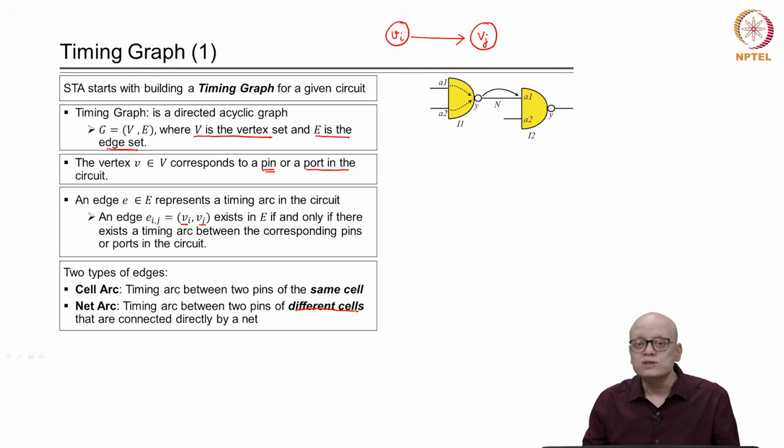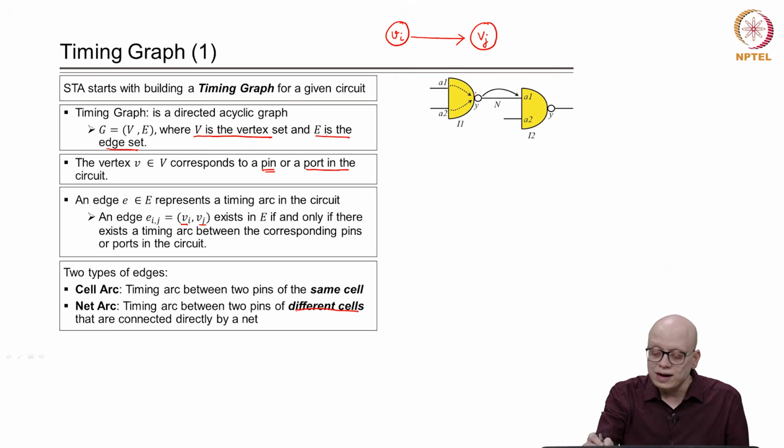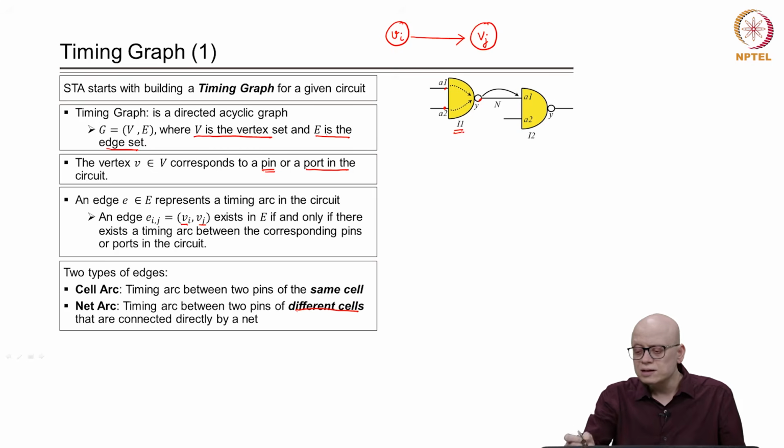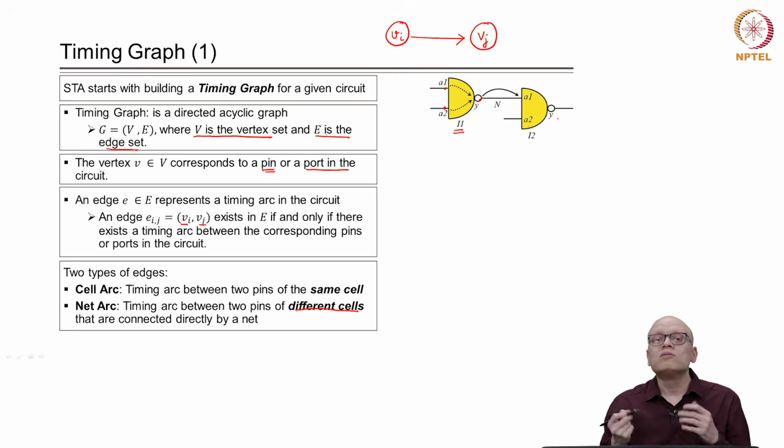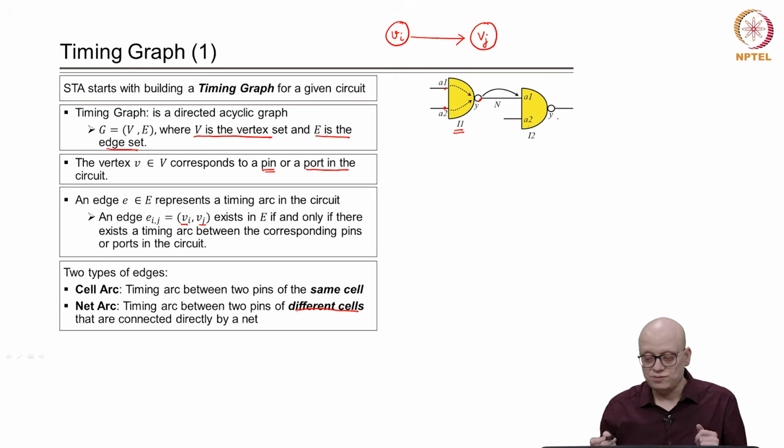Suppose this is a portion of a circuit that is given to us. Now, we can identify that there are three pins I1 A1, I1 A2, I1 Y. These are the three pins of the instance I1. Similarly, I2 has pins A1, A2 and Y. Now, these pins will form the vertices of the timing graph.